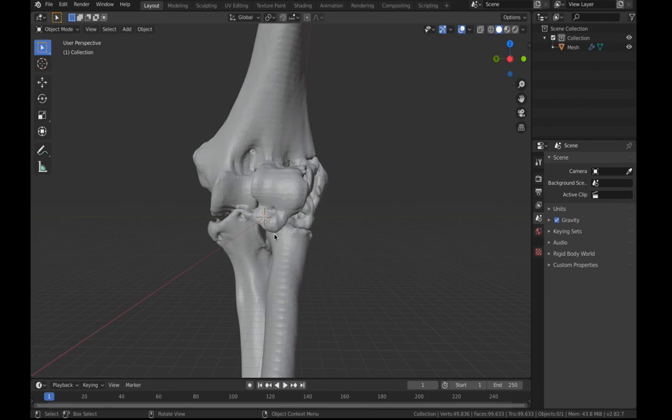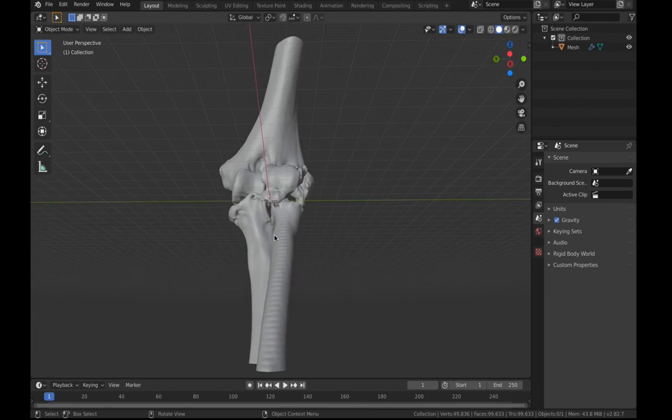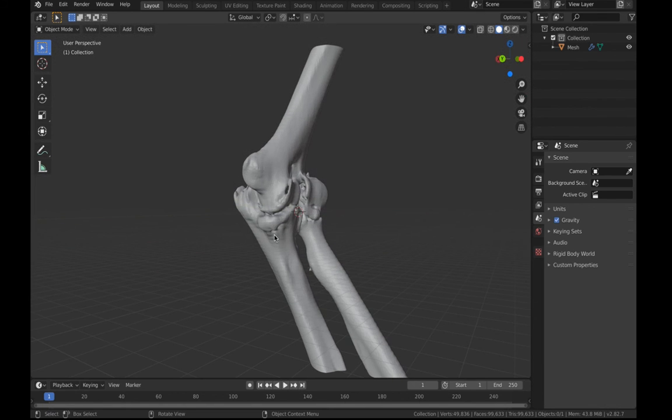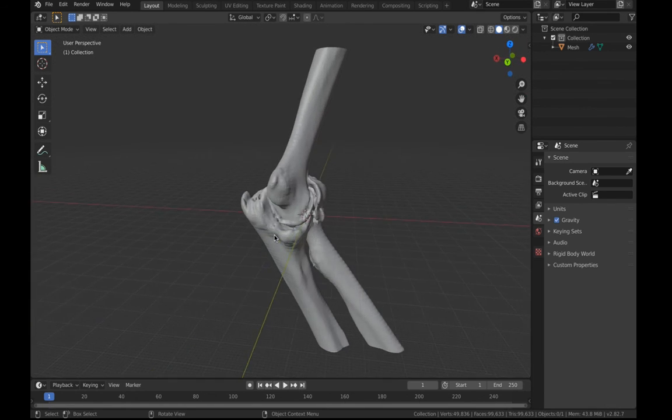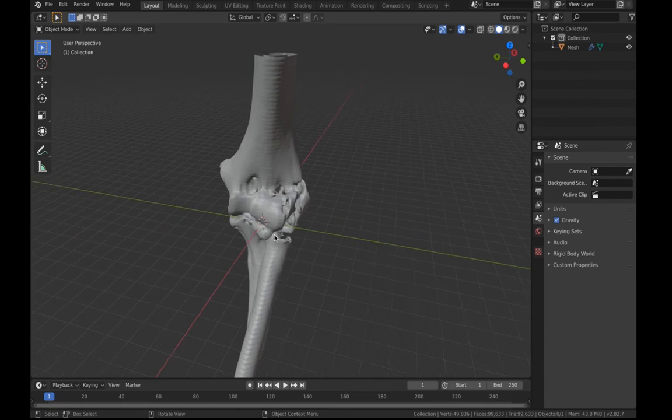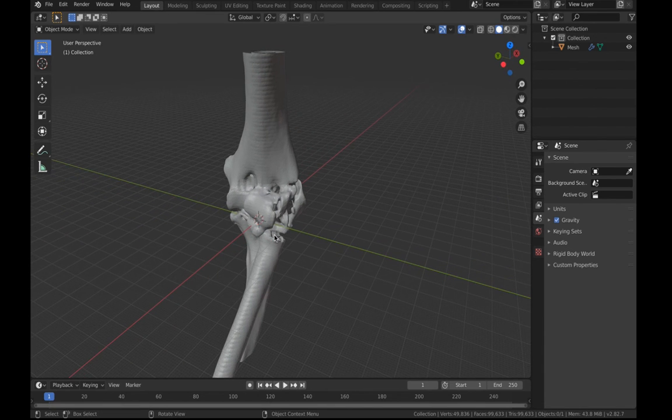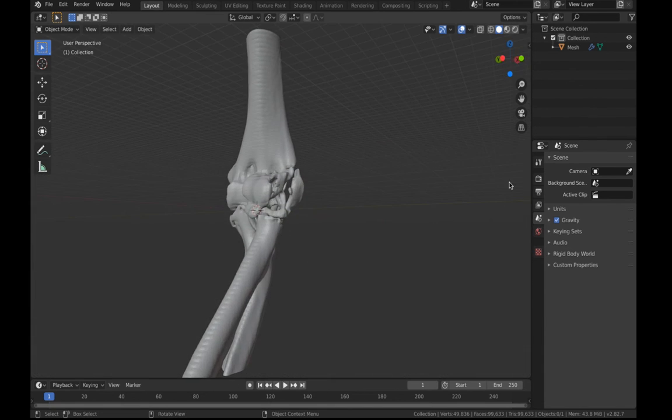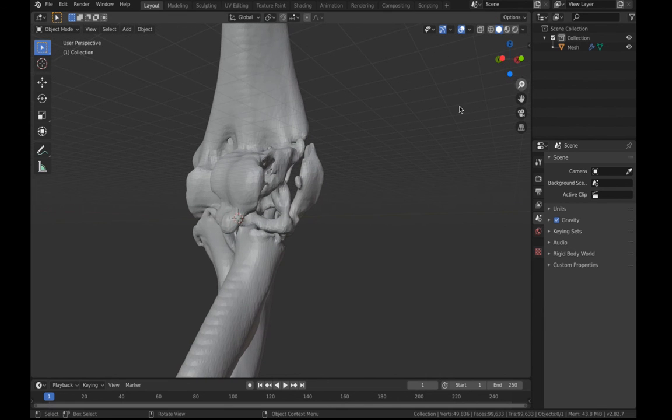So the elbow joint behaves more like a hinged joint, and it's a joint that has a tendency to develop stiffness after trauma.